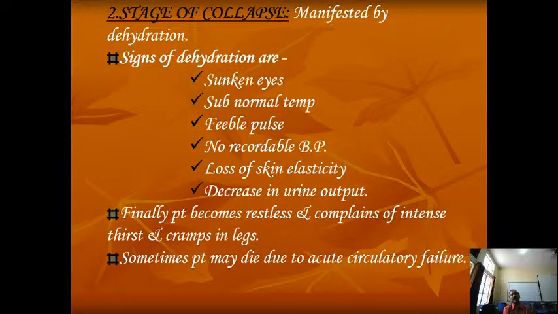So what are the signs of dehydration? We've already spoken of it in the last class. Sunken eyes, cold clammy skin, subnormal temperature, feeble pulse, no recordable BP, loss of skin elasticity, and later a decrease in urine output. So the patient will then go into intense cramps, he will go into circulatory failure, and then death.